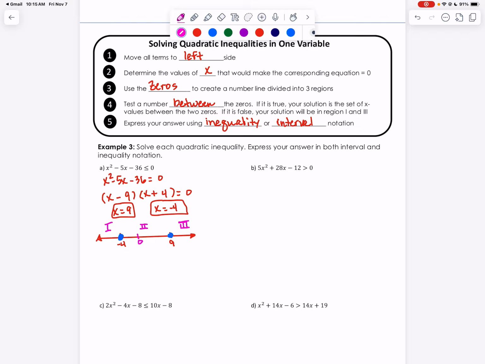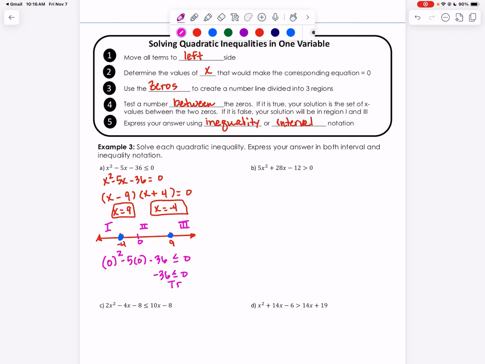So if I'm plugging in 0 to the original equation, okay, so we're still on step 4, test a number between the zeros. Okay, so I'm going to put 0 squared minus 5 times 0 minus 36 is less than or equal to 0. We want to know if that's true or not. So 0 squared is 0. Negative 5 times 0 is 0. So what we end up with is negative 36 is less than or equal to 0. True or false? Well, a negative is always less than 0.